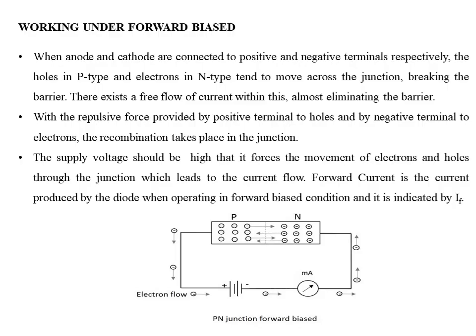With the repulsive force provided by positive terminal to holes and by negative terminal to electrons, the recombination takes place in the junction. The supply voltage should be higher so that it forces the movement of electrons and holes through the junction, which leads to the current flow. Forward current is the current produced by the diode when operated in forward biased condition, and it is indicated by IF. This is a circuit diagram of PN junction diode under forward biased condition.